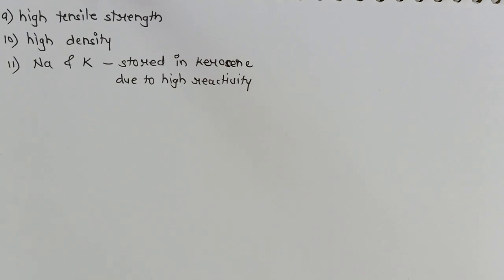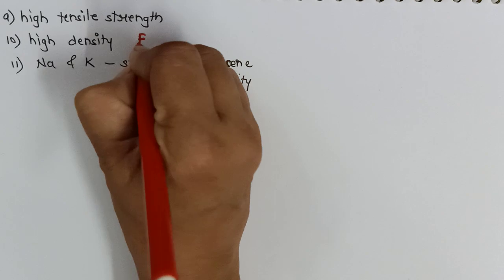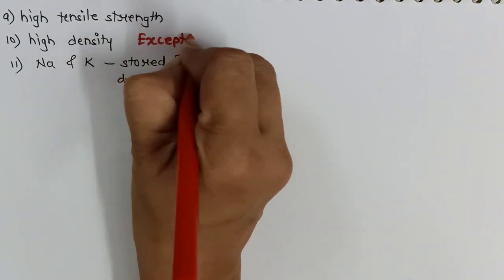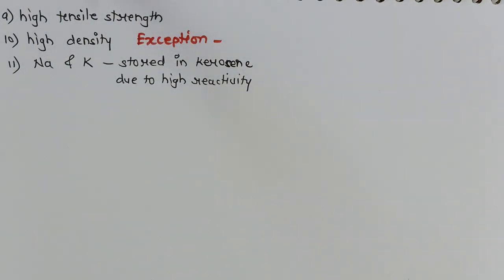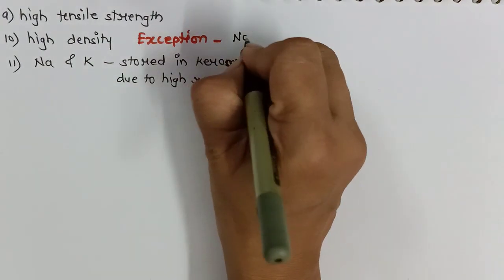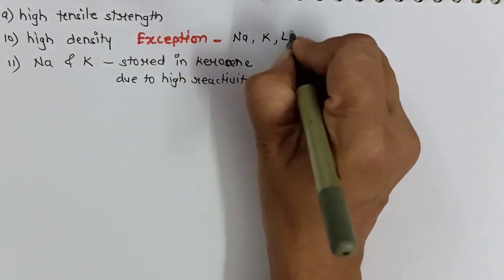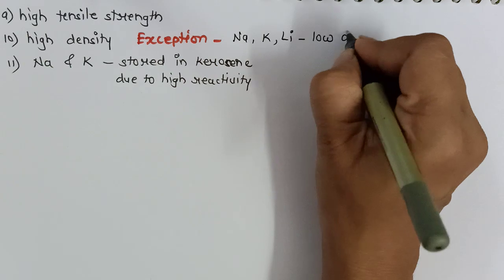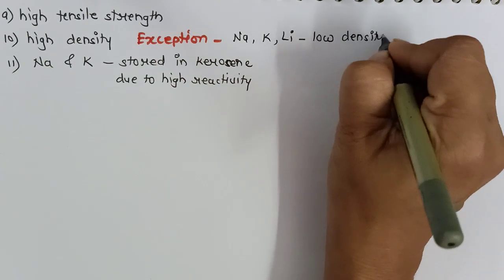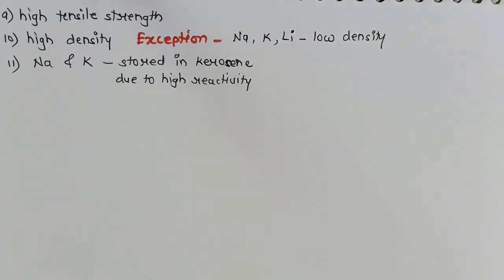Metals have high tensile strength. Metals show high density. Now there is an exception for this. Metals like sodium, potassium and lithium are low density metals. So till now we have seen that maximum exceptions were shown by sodium, potassium, lithium, etc.